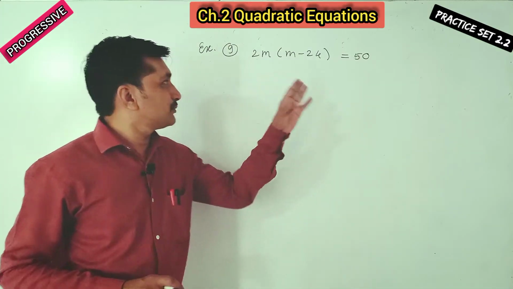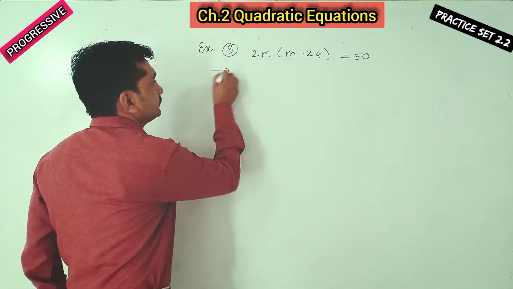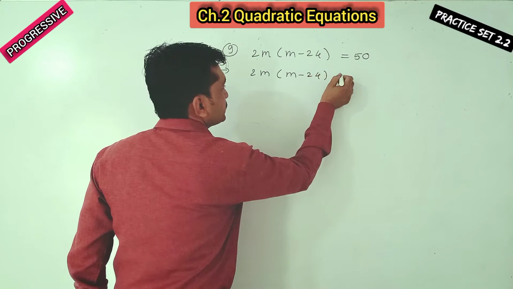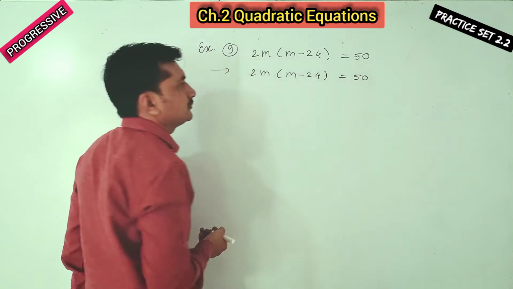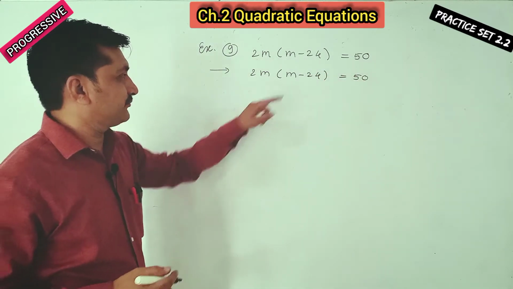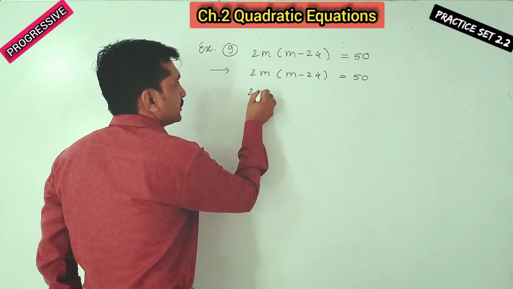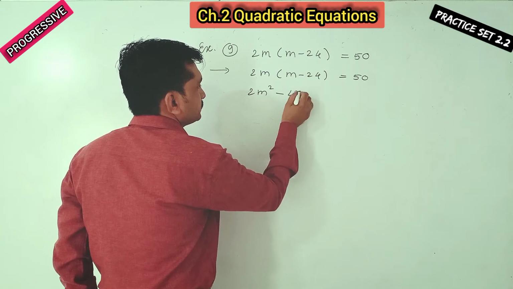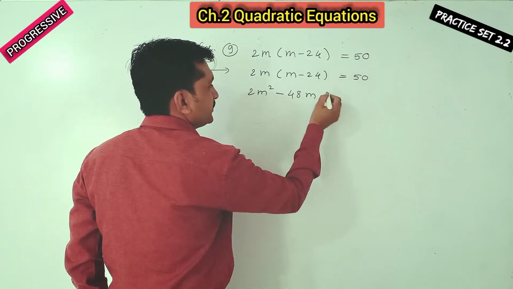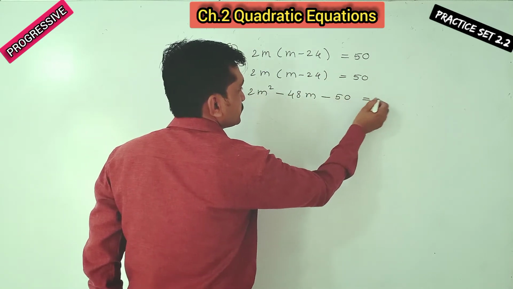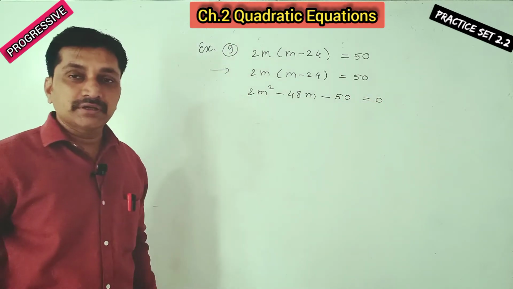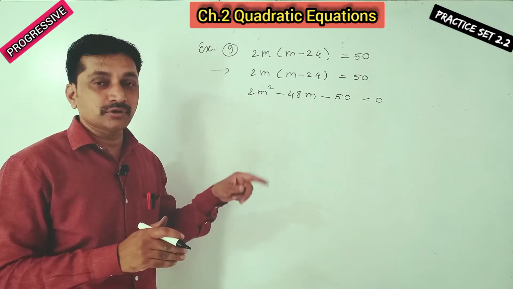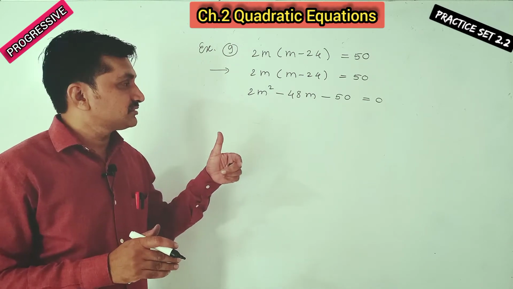Dear friends, let's see example number 9. 2m in bracket m minus 24 is equal to 50. Then let's solve this bracket first. 2m square minus 48m, this 50 bring here, minus 50 is equal to 0. It is standard form. But again, can we do it in simple way? Can we write this equation in simple way?